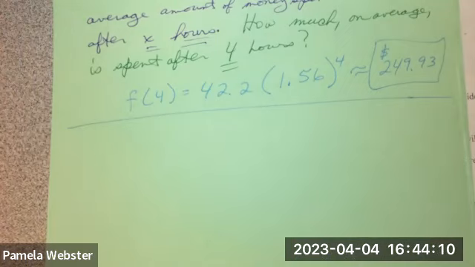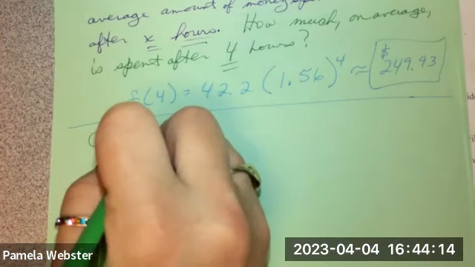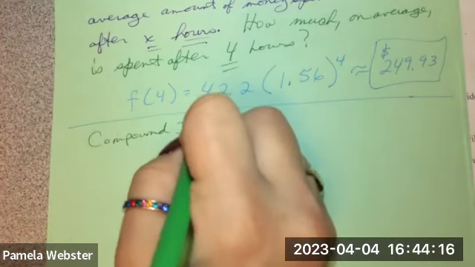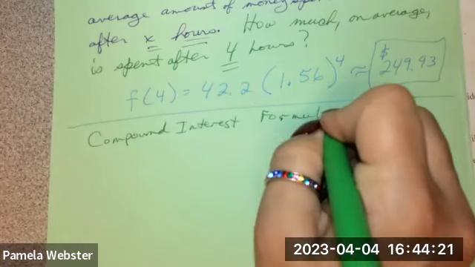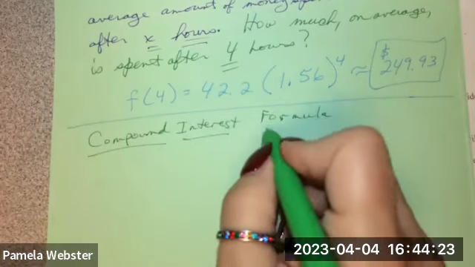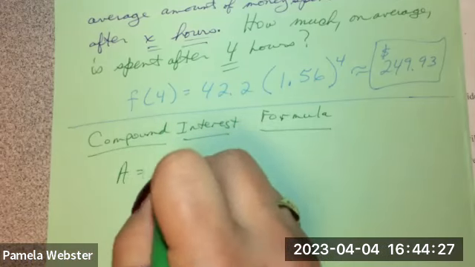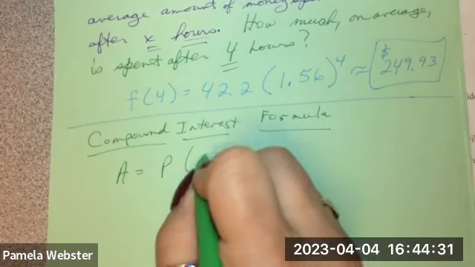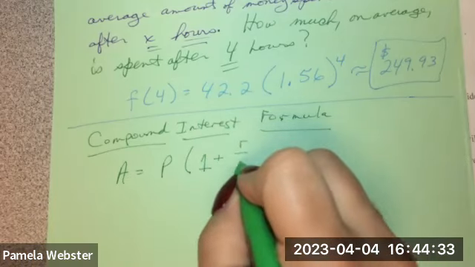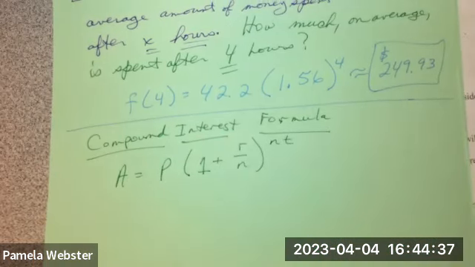One of the basic formulas for that is the compound interest formula. So the compound interest formula looks like this, and we'll talk about what they mean in a second. A equals P, parentheses, the number 1, plus r over n, raised to the nt. Okay, so we're going to talk about what all those things are.